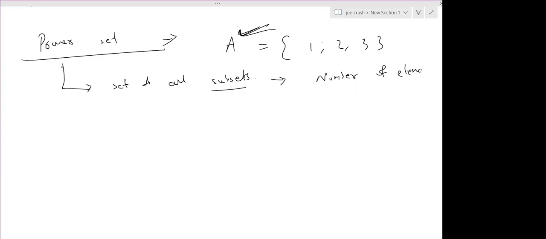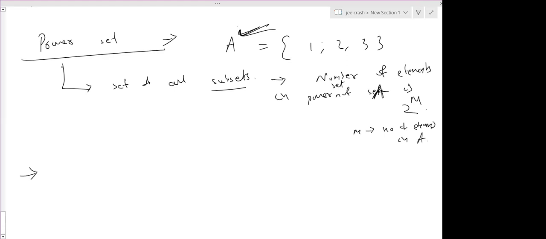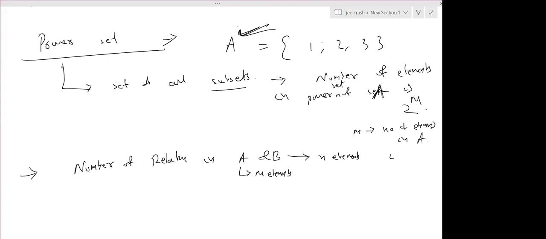The number of elements in the power set of A is 2 to the power m, where m is the number of elements in A. Same way, I can say the number of relations from A to B, where A has m elements and B has n elements, is m cross n. But this is the total number of subsets.